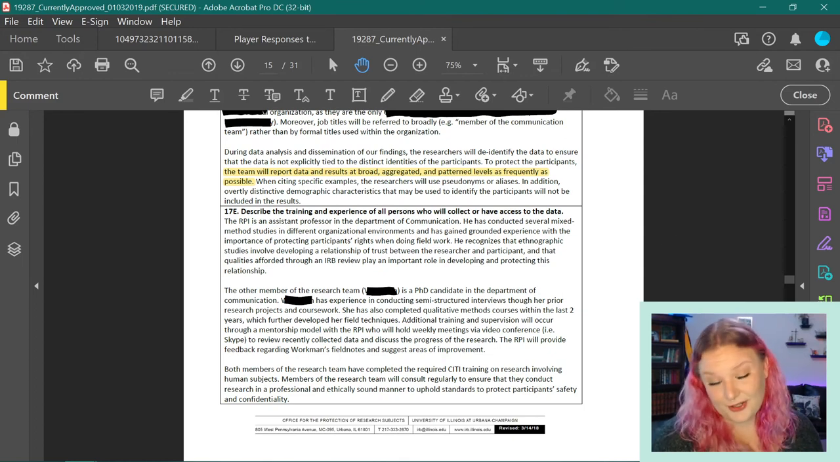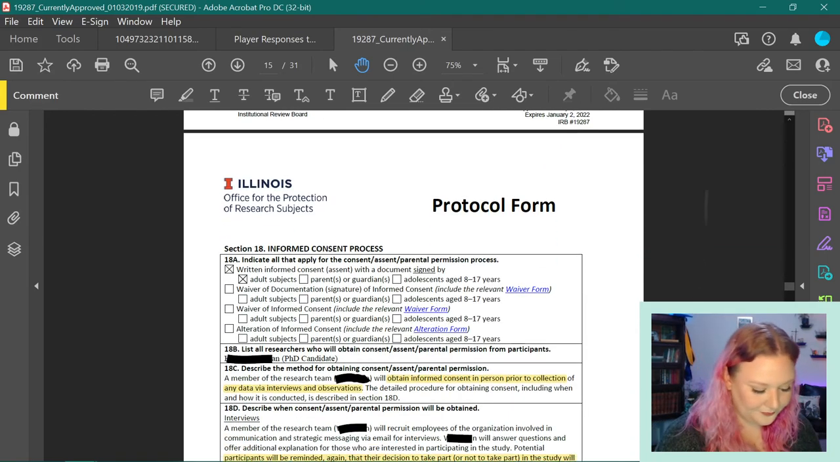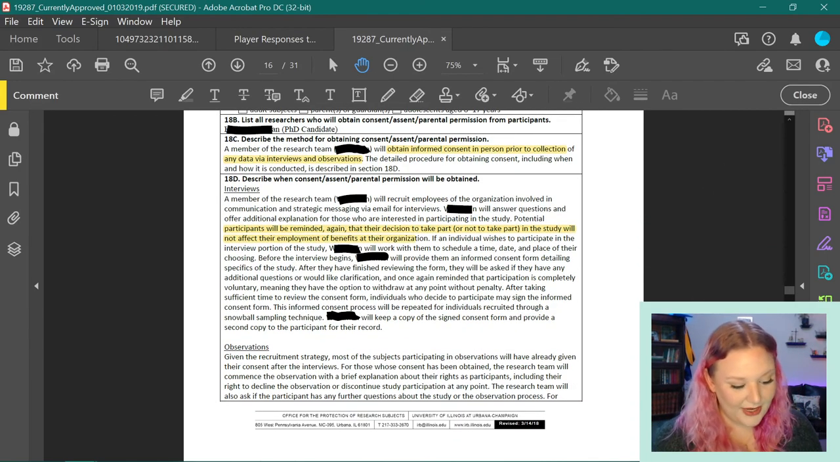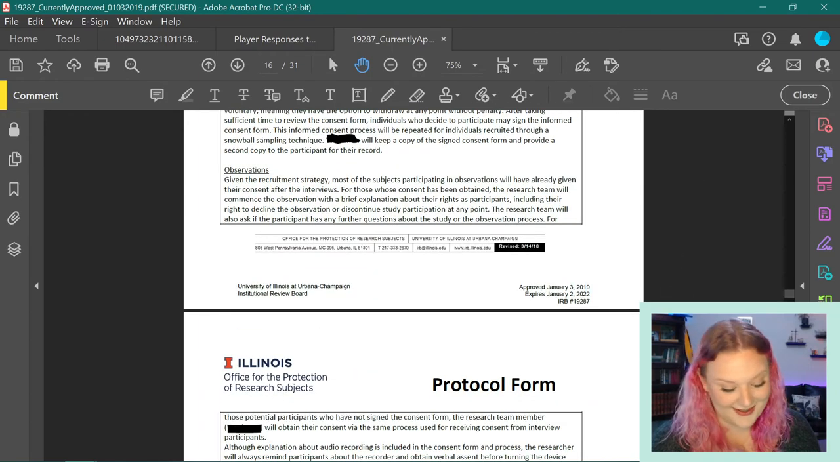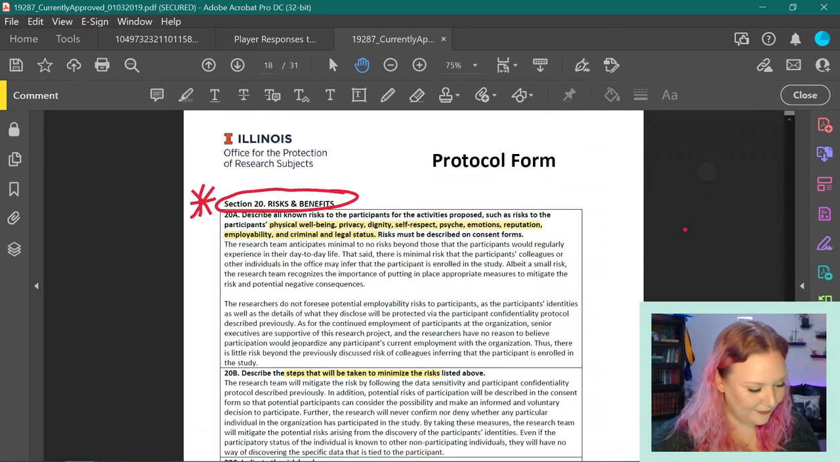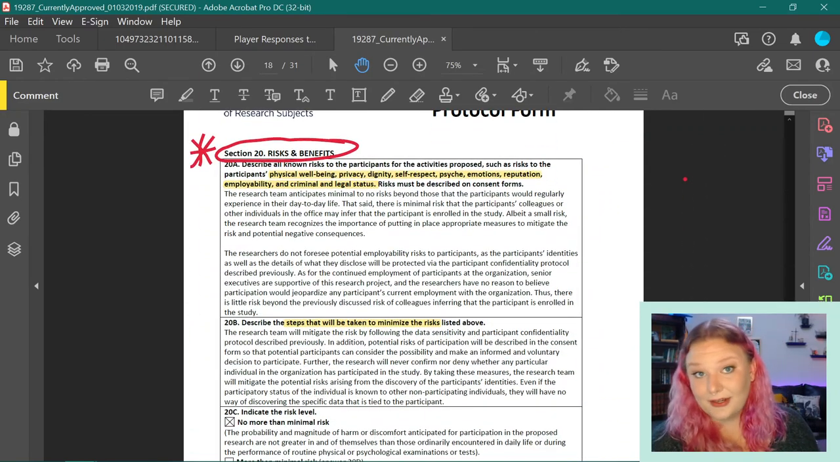So that means I also had to be really clear that you participating or not participating in this research does not have any bearing on your employment here, your promotion, anything like that. So we go through all of that. We have participants sign an informed consent form. This is where we outline risks and benefits.